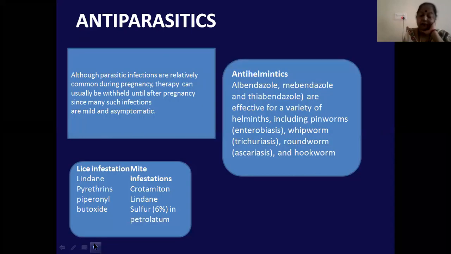Antiparasitic, what are the uses? These are relatively common infections, but treatment is withheld during pregnancy, since many such infections are mild and asymptomatic. But the most important are anthelmintics, because worms are the main cause of malabsorption and anemia. So every woman after the second trimester, at 27 to 28 weeks, we give 1 dose of albendazole or mebendazole. It is very effective, including for all the worms. So you should remember this.